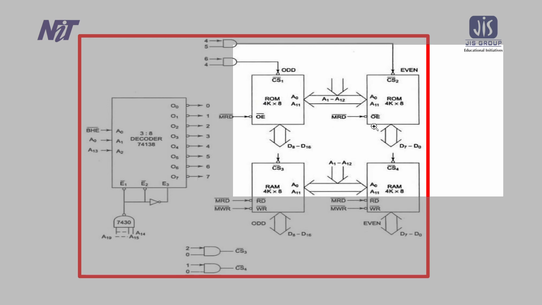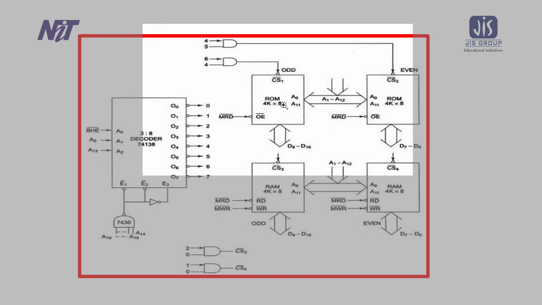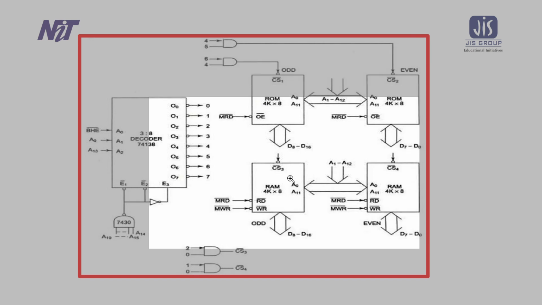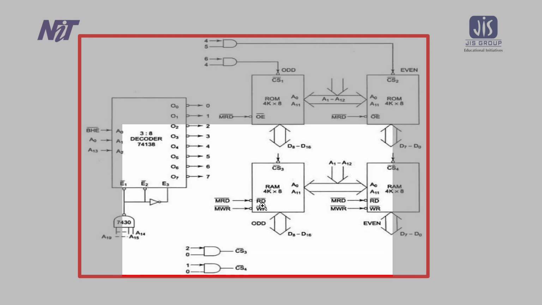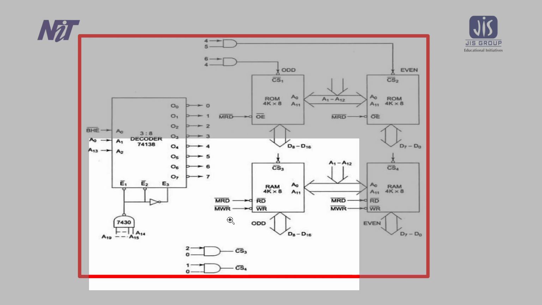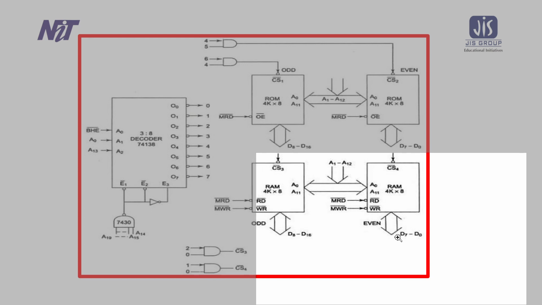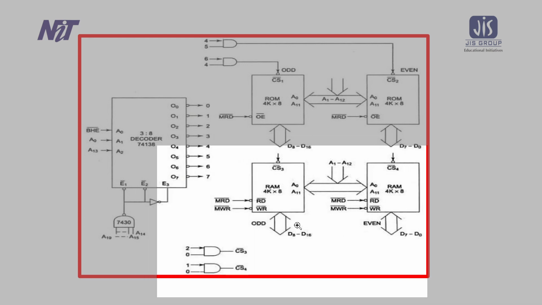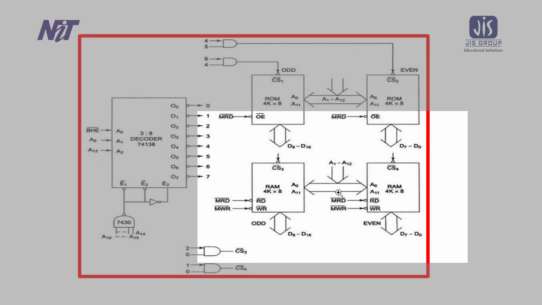So here the MRD bar, memory read bar, is connected. It is a control signal because the ROM is there. That's why write is not there. Here is the RAM, 4K into 8, and this is the RAM, 4K into 8. This is the control signal WR bar, RD bar, connected to MWR bar and MRD bar, memory read write bar. The data bus is connected, lower order to the even, higher order to the odd, and the address lines are connected over here also.